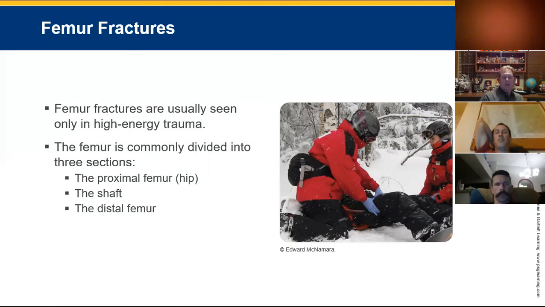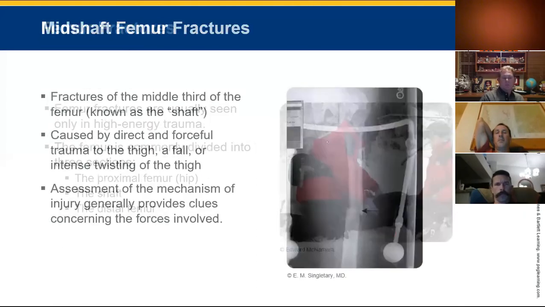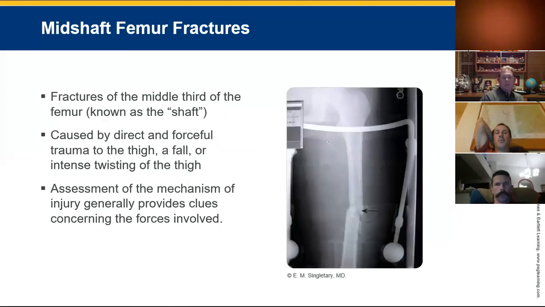We're talking here about the femur, which is divided into three sections: proximal, which is the hip and the femur head, the shaft, and then the distal femur, which goes toward the ankle. So that's a mid-shaft femur fracture.